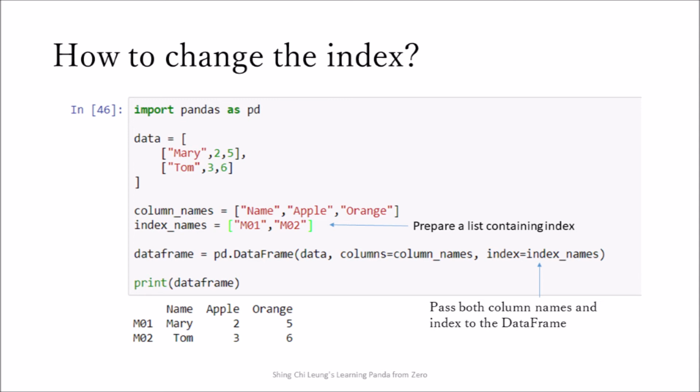Again, we import Pandas and set our list to store the table data. Then we define the column and index names into separate lists, namely column_names and index_names. While we declare the data frame object, we pass both lists into it. And then we can see that now the table has the index MO1 and MO2 instead of 0 and 1. This will be useful if the index is one of the identifiers of the entries.